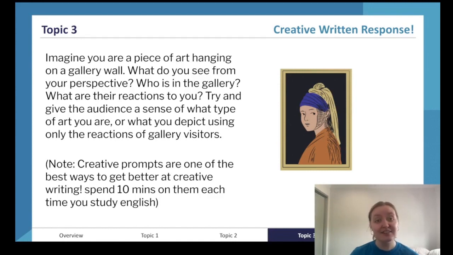About a minute and a half left. Keep writing, keep writing. Don't think about the time limit. Just get as much down on the page as you can.